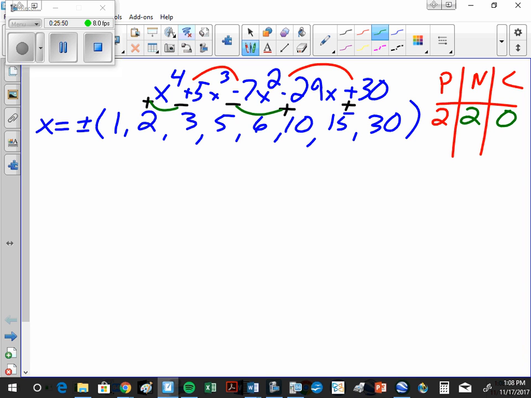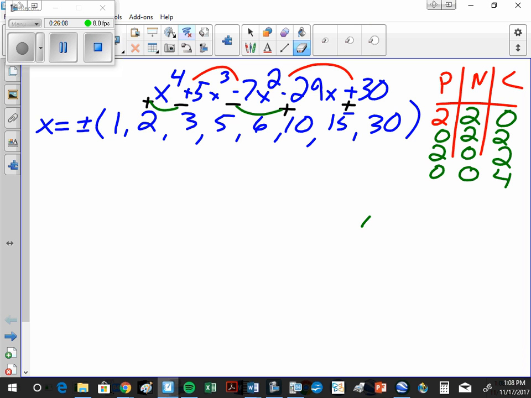What else could happen? 0, 0, 2, 2, or 2, 0, 2, or 0, 0, 4. Okay. So does 1 work? 1 plus 5 is 6. 6 minus 7 is negative 1. Negative 1 minus 29 is negative 30. And negative 30 plus 30 is 0.